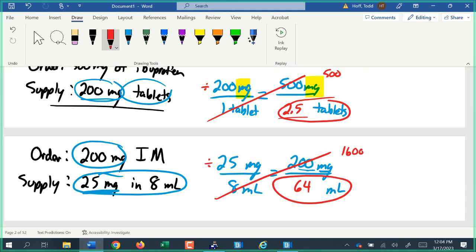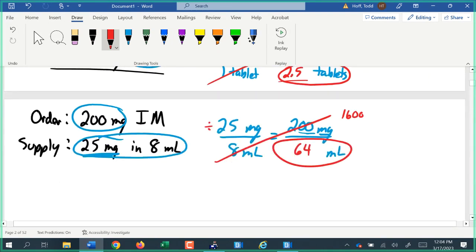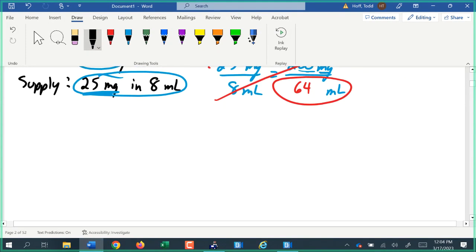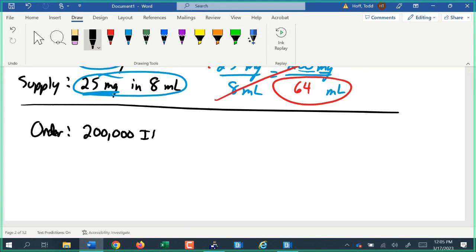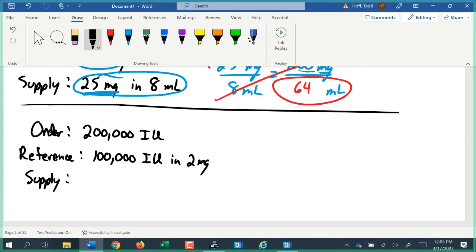Now again, just like with the formula, at this point you might be looking at this proportion saying, wow, that's really quick and simple and easy to set up. And it is, but again, when we get to a more complex example, like again, the doctor ordering 200,000 international units. And then we look up in a reference again, and we find that that's 100,000 international units for that medication in 2 milligrams. And our supply is labeled 8 milligrams in 5 milliliters.